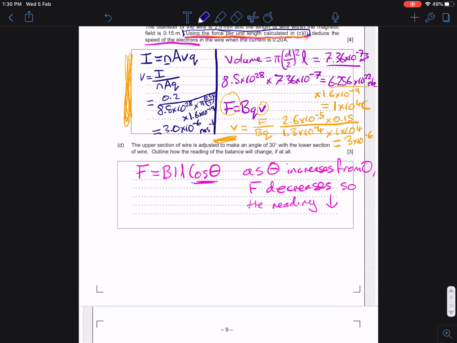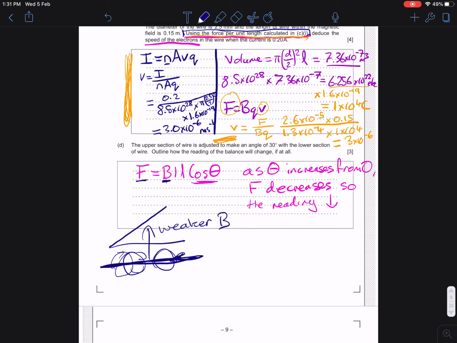The other way to think about that is that if you've got your wire here and the magnetic field from your other wire is in circles like that, the further away from the other wire you get, the weaker the magnetic field. So if B is weaker as you get further away from that other wire, then the force is going to be weaker as well. So if the wire is at an angle like that, then this bit, which is further away from the wire, would experience a smaller B, and therefore a smaller force. So that's the other way of explaining it as well.